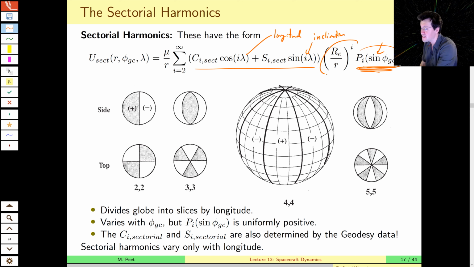All right, and we notice we get the same dependence on radius, right? And this is going to be common throughout all the harmonics. Same as zonal, and same as the tesseral, which we'll see in a second. So the sectorial harmonics are the beach ball looking ones. They're the ones that sort of stripe the Earth up. And of course, as the Earth rotates, they will vary in inertial space as well. So there'll be temporal variation due to Earth's rotation.